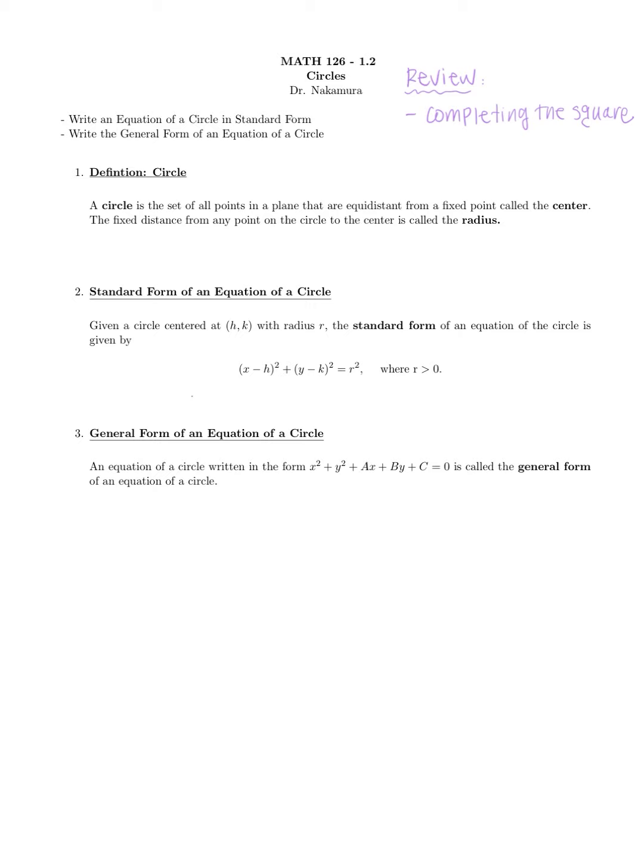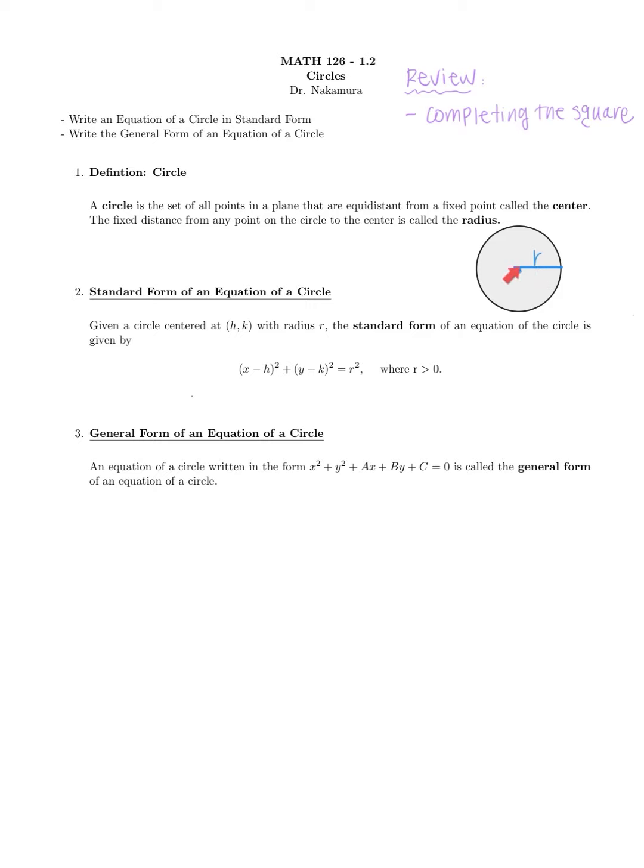We all know what the circle is, but let's just read it mathematically. So here's the definition of a circle. It says a circle is the set of all points in a plane that are equal distance from a fixed point called the center. The fixed distance from any point on the circle to the center is called the radius. So here it is. This is the center of the circle, and this length here is called the radius.